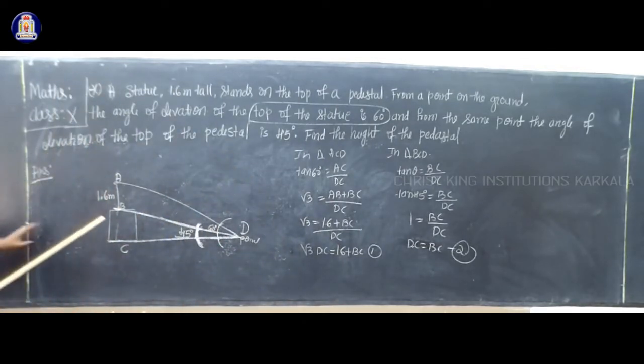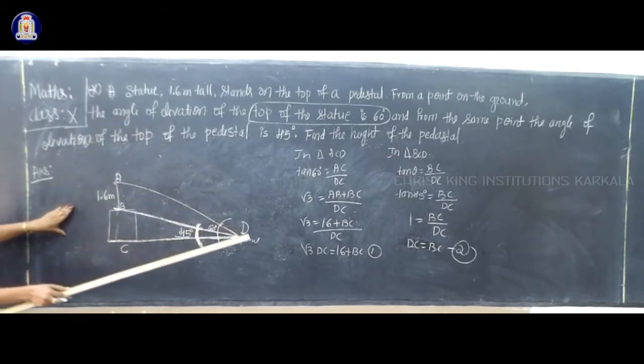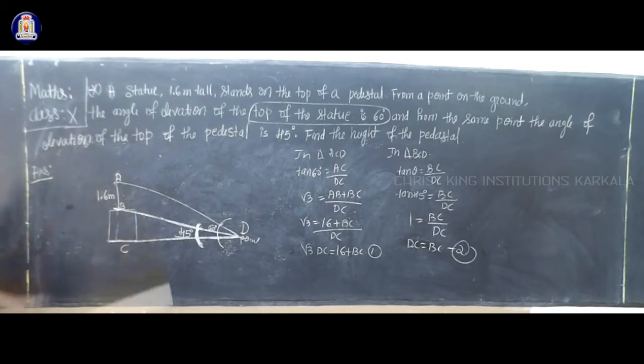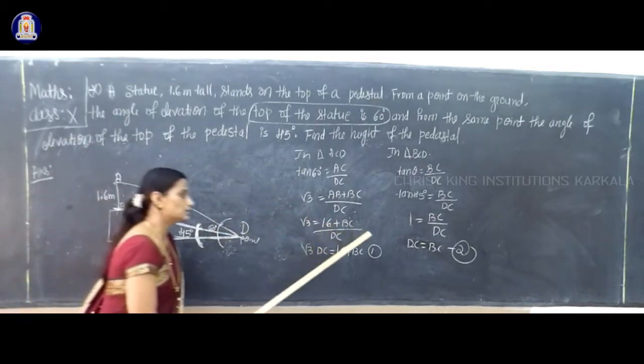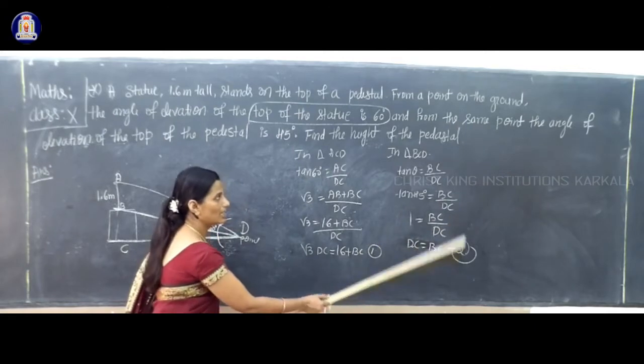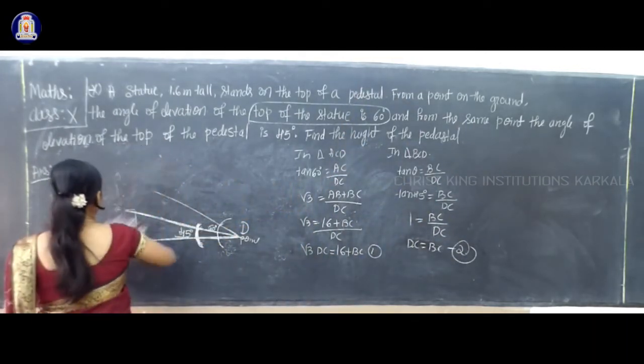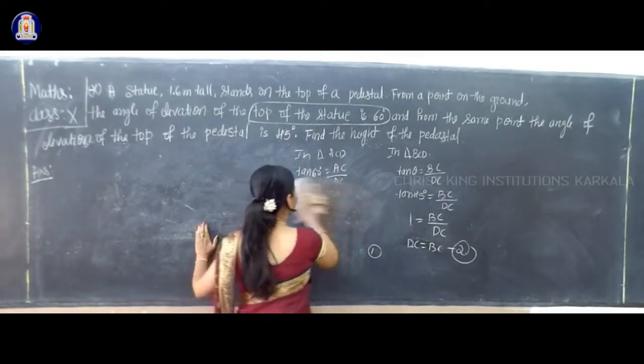What is the height of the pedestal? BC is pedestal, means BC is the height of the pedestal. So what to find there? From the equations you have to find out what your BC is. How to get BC? By solving equation number 1 and equation number 2. Don't write this one. So now we will rewrite it again. I'll explain it again.